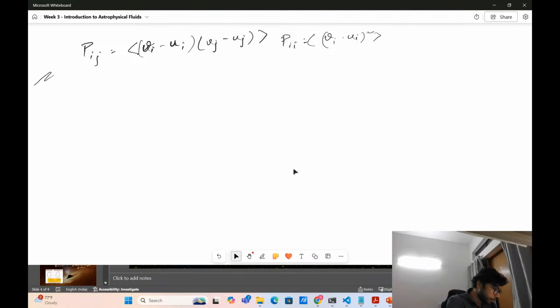Okay, so in the Eulerian approach, sorry, in the Lagrangian approach, as I said, you can express any flow variables in terms of this, right? Now, this is the Lagrangian approach, and this is the Eulerian approach.